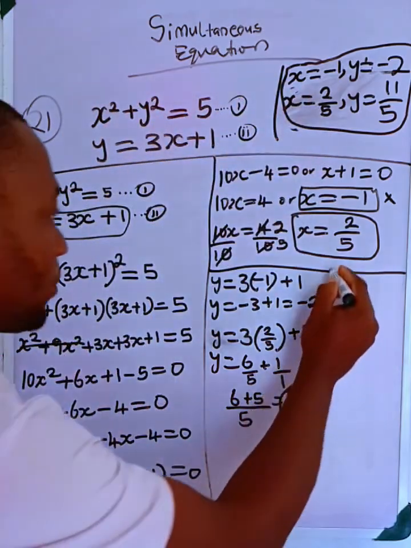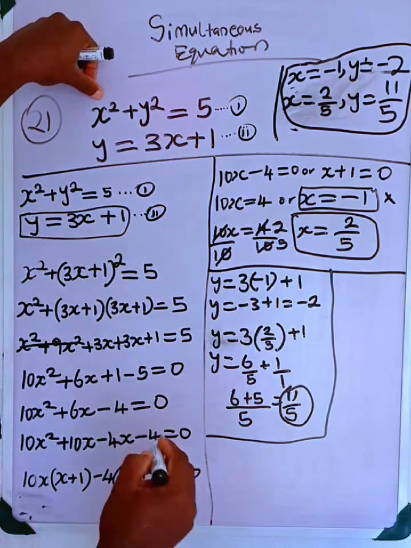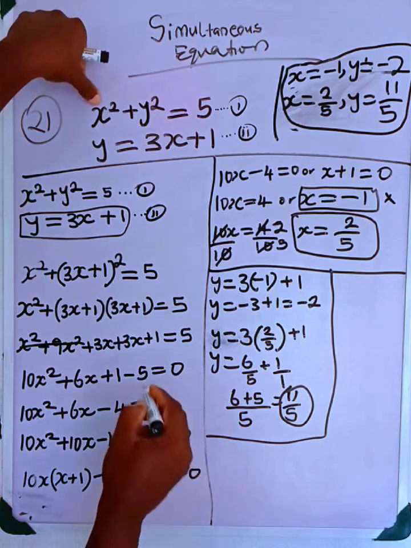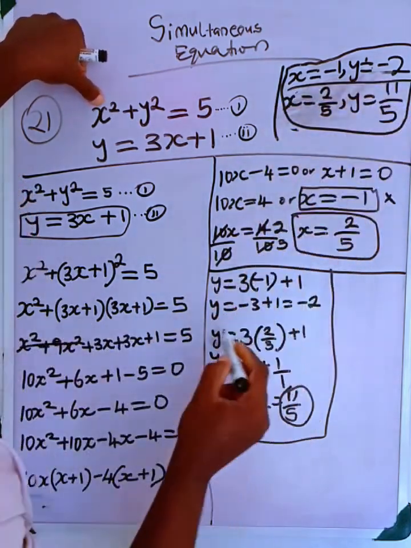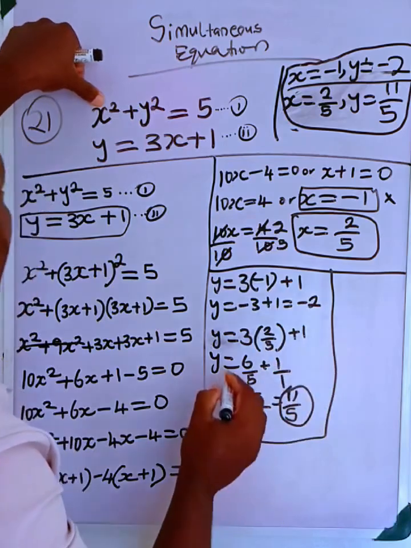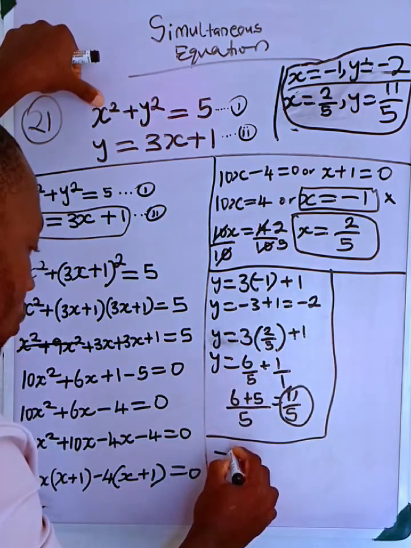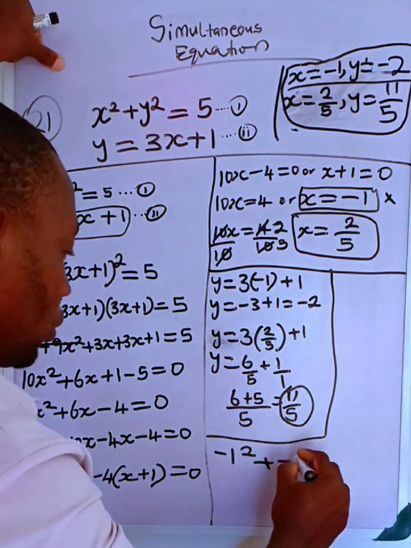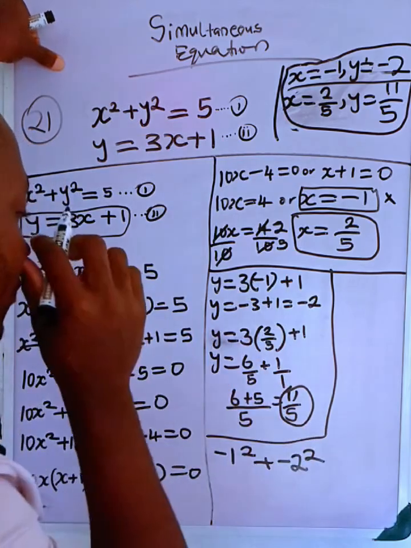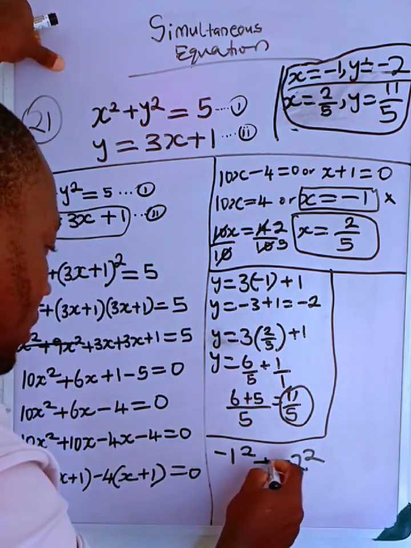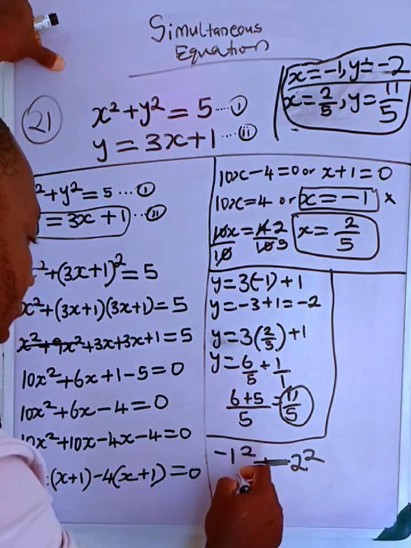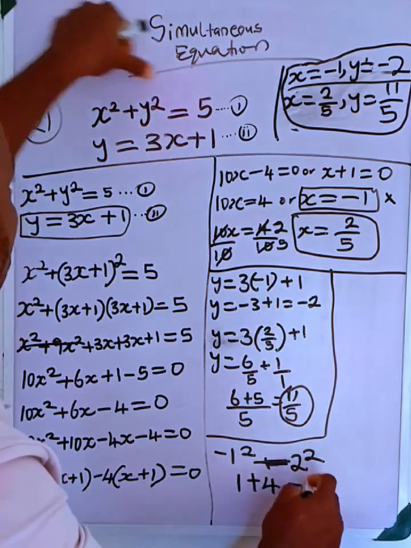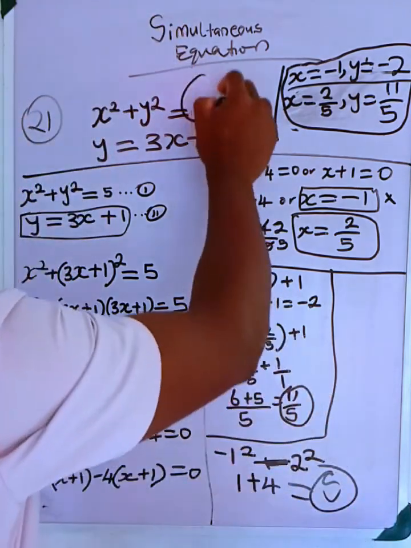For example, we still have some space. Let's work on this. If you go to the equation x squared plus y squared equals 5, let's solve using this. x is minus 1, so minus 1 squared, plus y is minus 2 squared. Are you following? Minus times minus gives plus. So minus 1 squared gives 1. Minus 2 squared gives 4, which equals 5. So the process is correct.